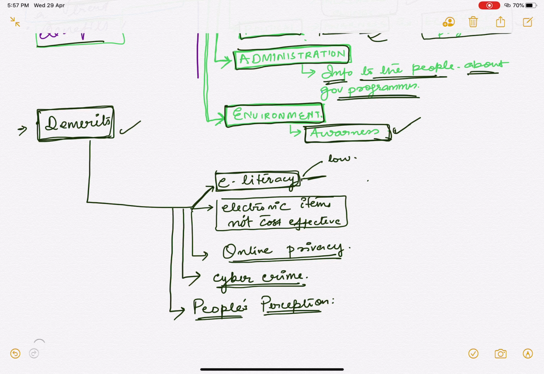Electronic items are not cost effective. Though the internet has become cheap, electronic items are still not that cost effective, and access to electronic items is also difficult in rural areas. Let's say the Malkangiri district. In Malkangiri, do the tribal areas have a mobile store over there, or a computer store, or is there any particular person going there and teaching them about literacy? That is the thing you have to know: who is there, and whether the resources are provided over there or not.